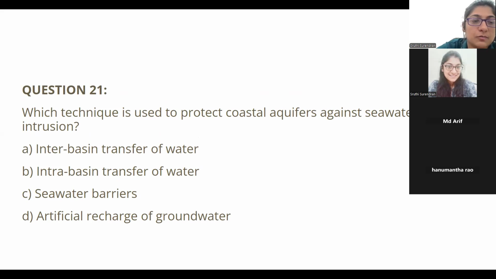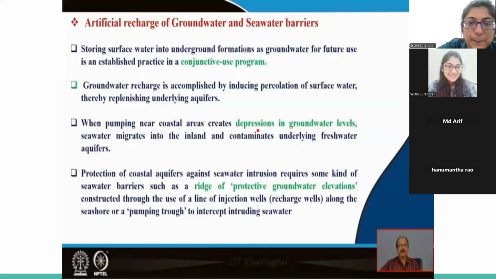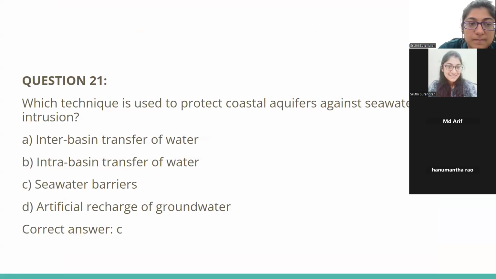So the correct answer is seawater barriers. We had talked about this earlier. When there's seawater intrusion, ridge-like structures are constructed so that the coastal aquifers are not contaminated with the salt water from the sea.